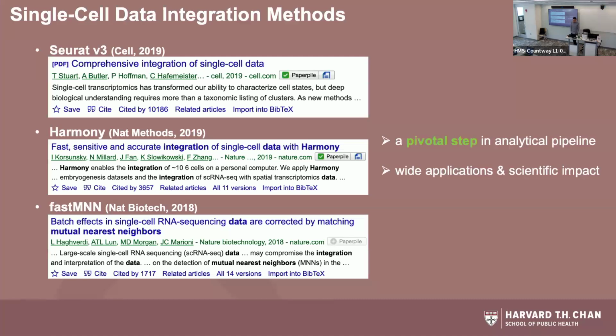First of all, this data integration step plays a pivotal role in the current analytical pipeline. As I said, we don't just start with one sample for a typical experiment or study, so there will more or less always be a step in the analytical workflow where we need to integrate multiple samples. And secondly, because this step happens relatively early in the whole analytical pipeline, it has a profound impact on all the subsequent analysis. Basically, the data integration procedure, right or wrong, may affect the subsequent analysis, and some of the effects can be very serious.